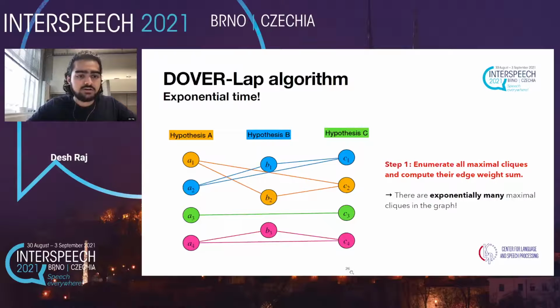So this in principle seems quite easy, but it's actually an exponential time algorithm because there can be an exponential number of maximal cliques in the graph. And so enumerating them and computing their edge weight sum is of course exponential time.